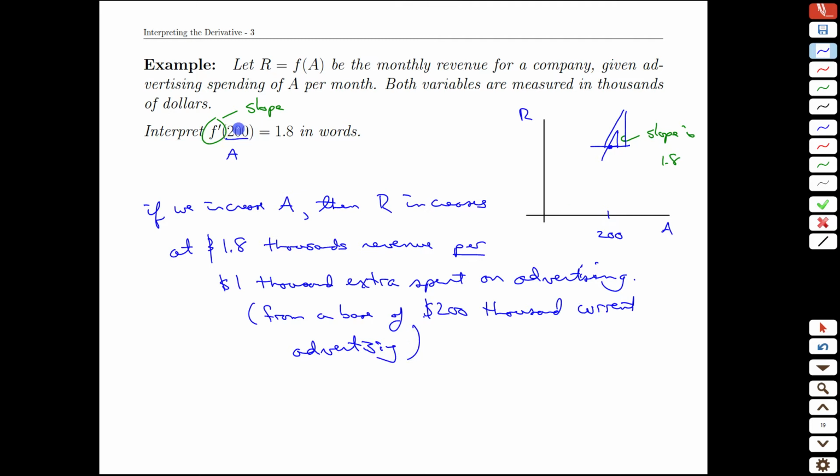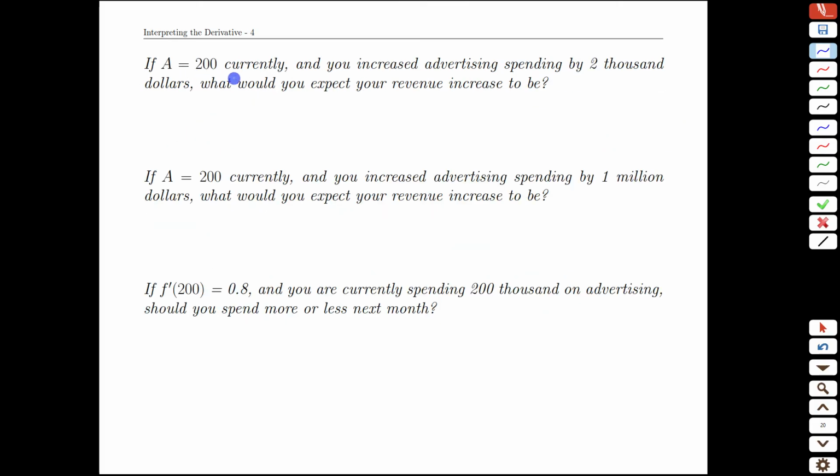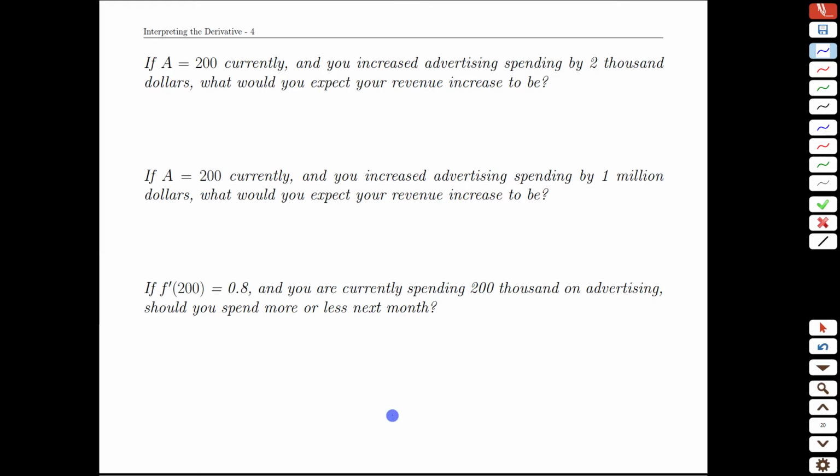That's where the 200 plays a role in this statement. Let's look at those statements more explicitly. If we were spending $200,000 in advertising and we increase that spend by $2,000, or increase it by 2 in the units we're using, then how would we expect our revenue to change? Well, based on the earlier statement, we would expect our revenue to increase by 1.8 thousands of revenue per thousands of advertising, and multiply by $2,000 in advertising, we would expect to get a revenue increase of $3.6 thousand revenue.